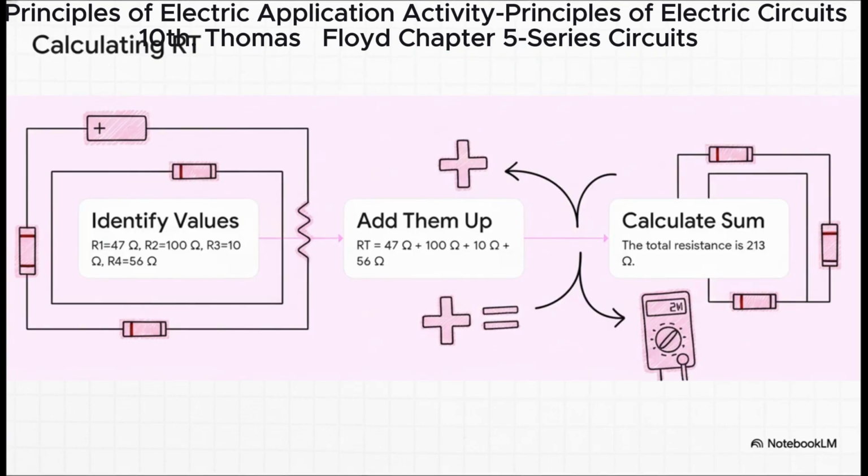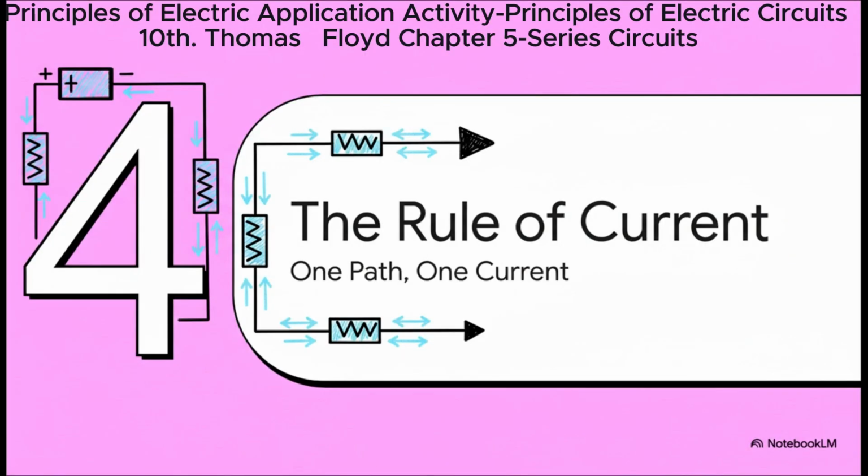So, just like we said, we just grab the value of each resistor and add them all together. We've got 47 ohms plus 100 ohms plus 10 plus 56, and that gives us a grand total of 213 ohms. See? Just a straight-up application of that simple rule. Okay, resistance, check. We've got that handled. Now let's move on to the next major piece of the puzzle.